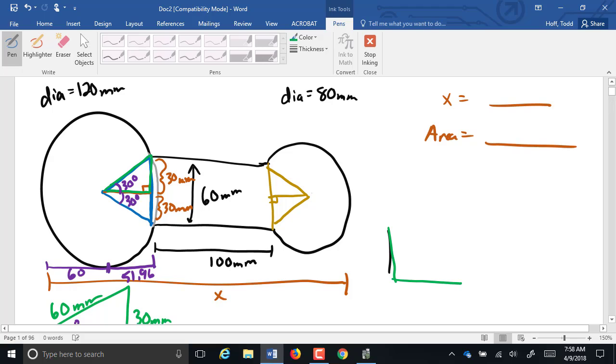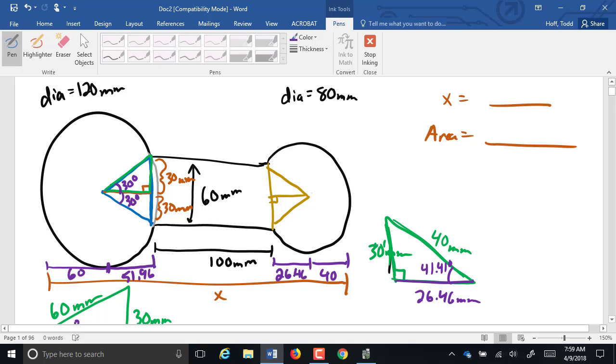So in this triangle over here, what is this dimension here? Vertical. 30 still. What's this dimension here? The hypotenuse. 40. What'd you get for the angle? 41.41 degrees. What'd you get for the bottom side? 26.46 millimeters. So we've got from here to here is 26.46. Here to here is 40. You can now find x. What's x? Yes.